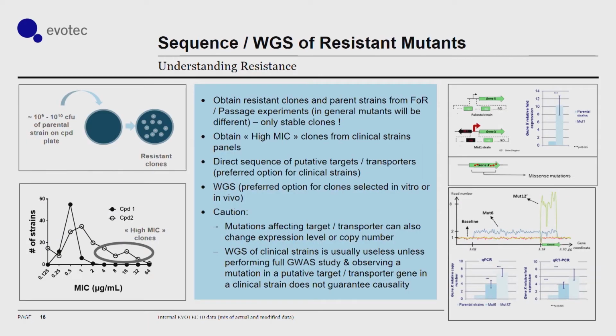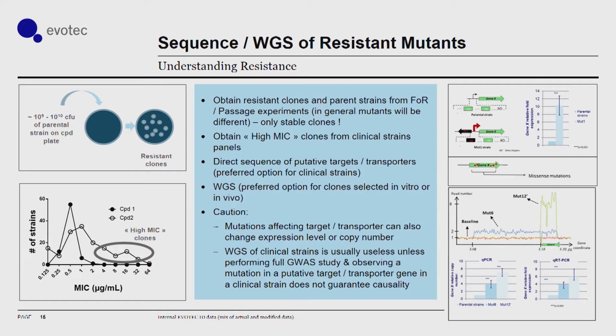More importantly, what you should do is get the resistant mutants either from the frequency of resistance or the passage, or even when you do MIC90s, to get those clones that are, if you get a distribution like this, high MIC clones, and you want to understand why you have these high MICs. So get those clones and sequence them.